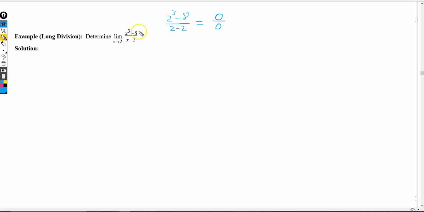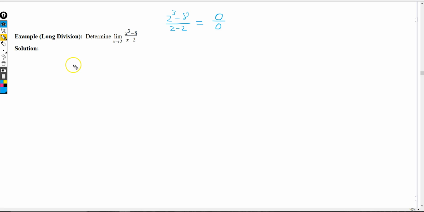So that indicates that this limit may exist. So we have to try to do some cancellation or manipulation somehow. Maybe we can cancel that x minus 2. All right, now I don't see immediately how x cubed minus 8 factors, but we do know this. X minus 2 is a factor of x cubed minus 8 because x cubed minus 8 is equal to 0 at 2. So that means x minus 2 is a factor of this polynomial up here.